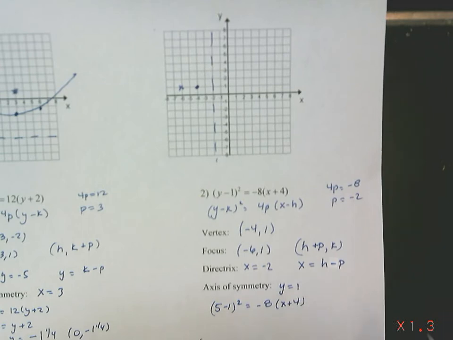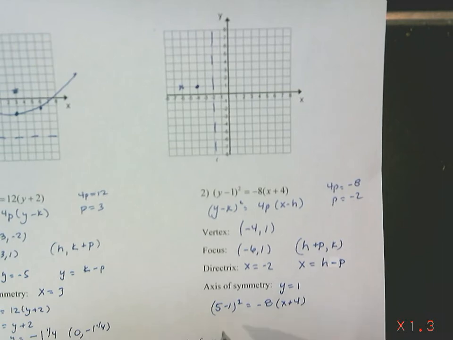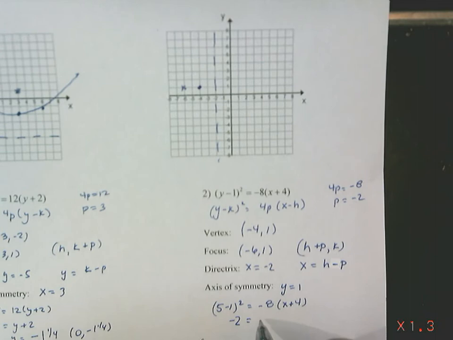And solve for x. So 5 minus 1 is 4. 4 squared is 16. 16 divided by negative 8 is going to give me negative 2. So I have negative 2 equals x plus 4. So I get x is equal to negative 6. So I'd have the point negative 6, 5.